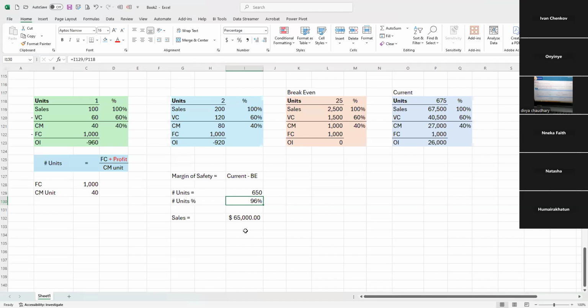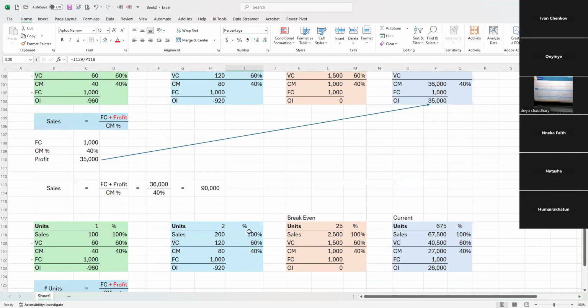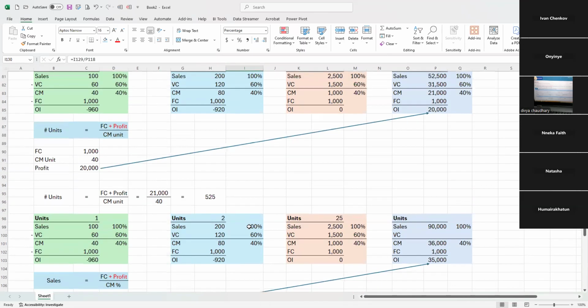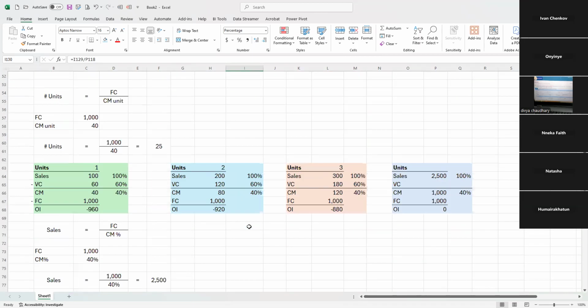Questions on the break-even? Do you understand the whole idea with the break-even? Yes. So since we have time here with this group, you guys are doing an amazing job. Thank you.